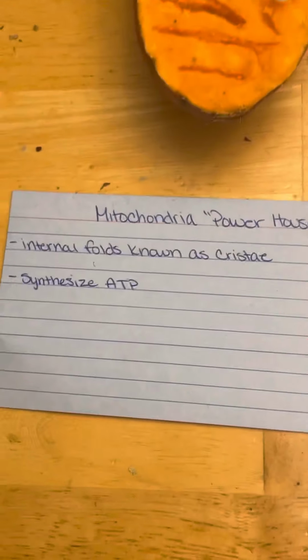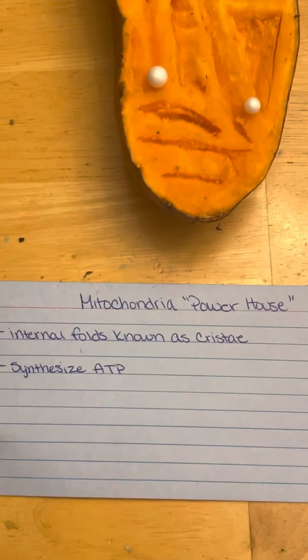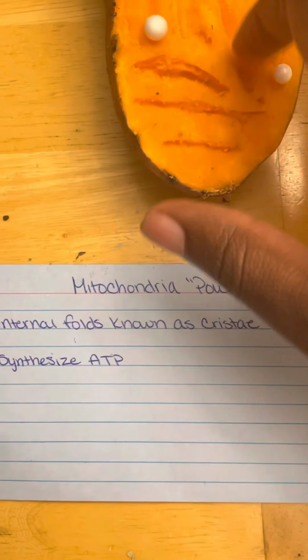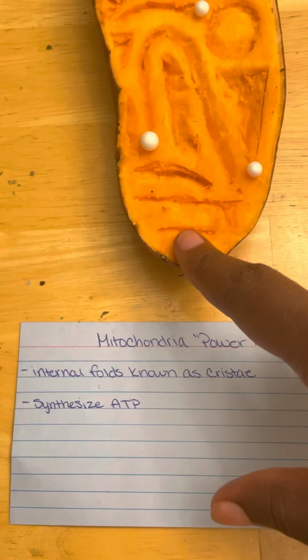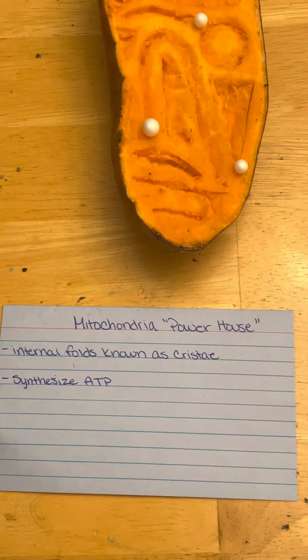And next we have the mitochondria, which is also known as the powerhouse. Its internal folds are known as the cristae, and these are the internal folds here, and it synthesizes ATP.